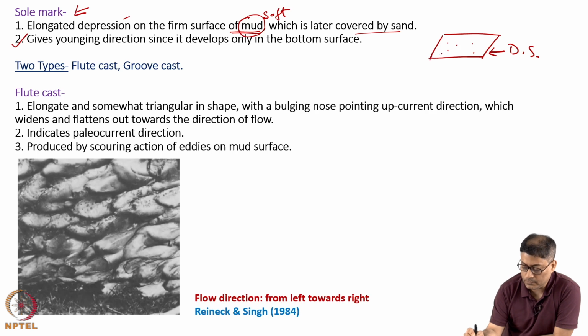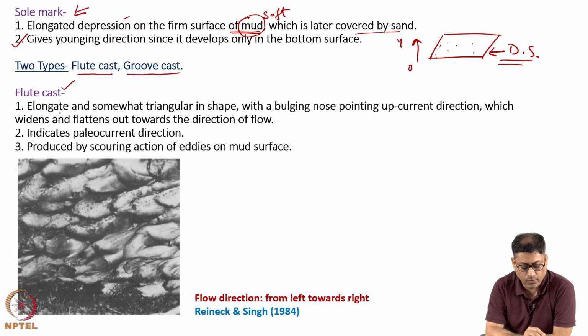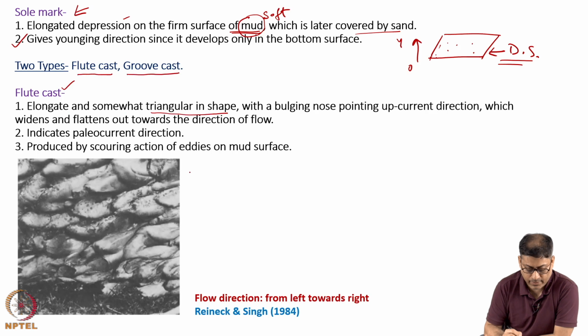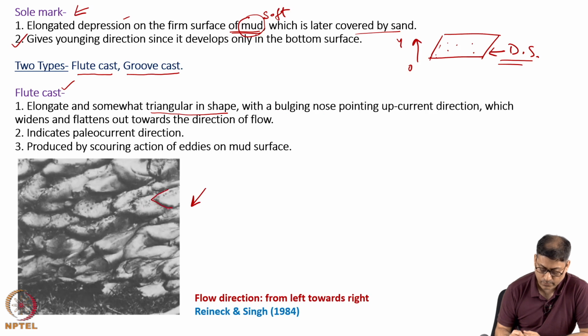So, since it will develop on the depositional surface, it is possible to tell, if I am finding it in this way, that this is the upward direction, the younging direction. There are two types, flute cast and groove cast. Let us start with the flute cast. They are elongated and somewhat triangular in shape, and they look like this with a bulging nose pointing up current direction. This is the bulging nose pointing up current direction.